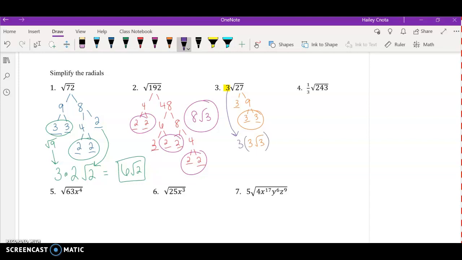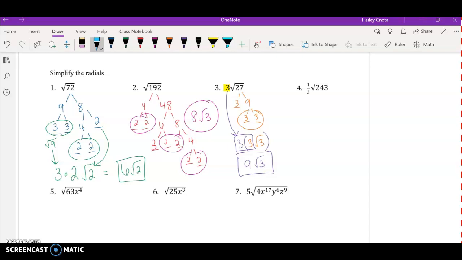Okay, the important part about this is a lot of us are going to think that we want to distribute it, which is true, but not in the case of the radical. We are just multiplying the things that are on the outside. You can only multiply common terms. So it's going to be 3 times 3 on the outside, which is 9. The root 3 stays root 3. You can only multiply square roots with other square roots.